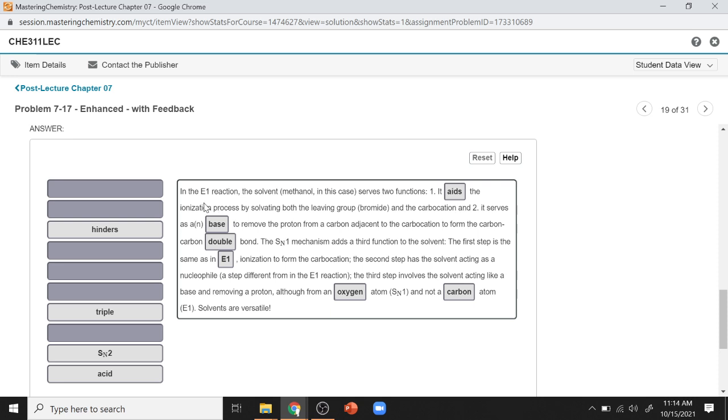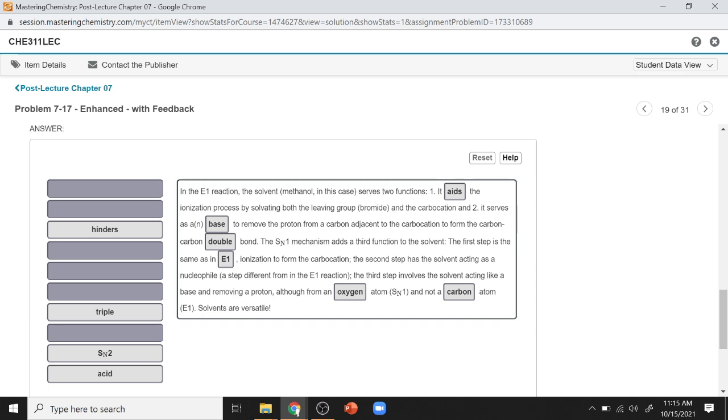Because it solvates both the leaving group, making it easier to leave, right? And the carbocation, making that easier to mix and react with things. So, has to be some form of aiding, right? It would have negative language if it hindered it. That's actually kind of an English question, isn't it? Can you understand positive and negative in English language? Maybe not.